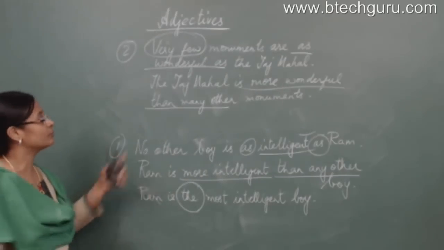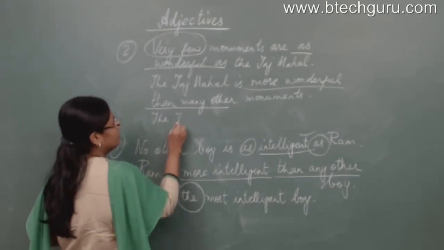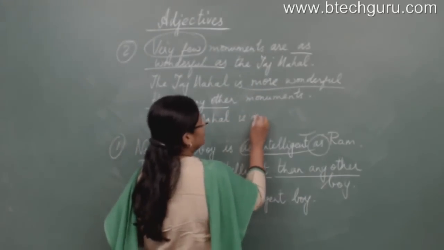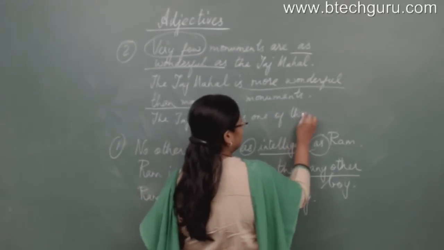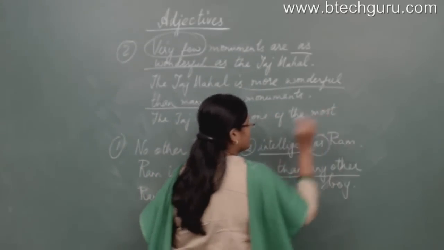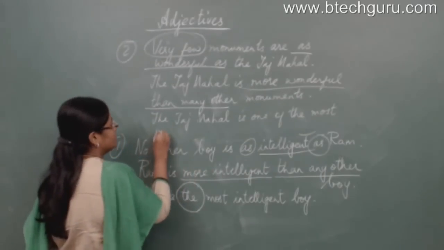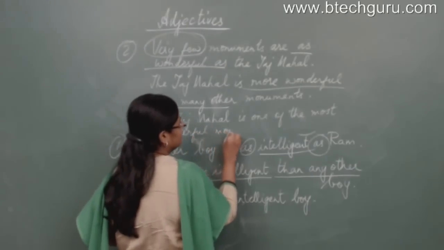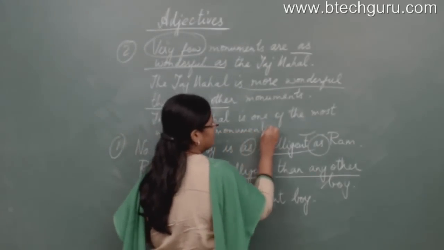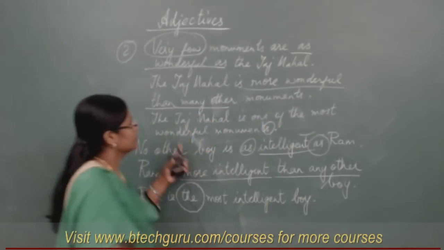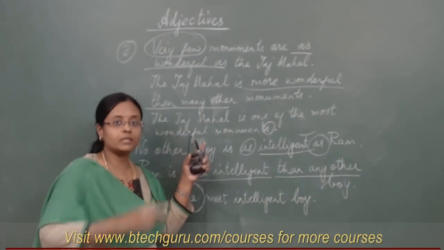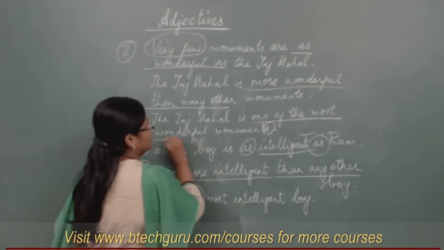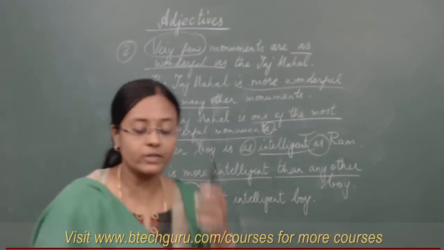Then the superlative of this would be the Taj Mahal is one of the most wonderful monuments. The plural form is very, very important here because it's one of the. There's another error. If you say monument, it's an error. Monuments. Why? It's not the only one, but it's one of the many, right? One of the most wonderful monuments. So these are the two types of degrees of comparison.